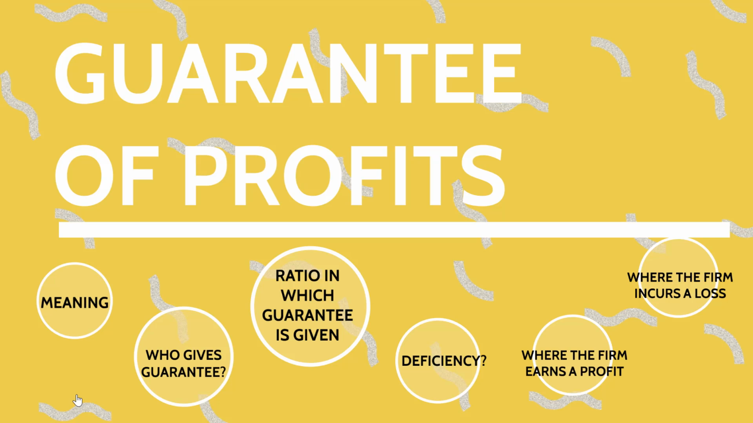So here in this video we learnt about the journal entries that need to be passed and the ledger accounts that need to be prepared where the firm incurs a loss and any specific partner is guaranteed minimum profits. In the upcoming video, we will be doing example sums on this concept.